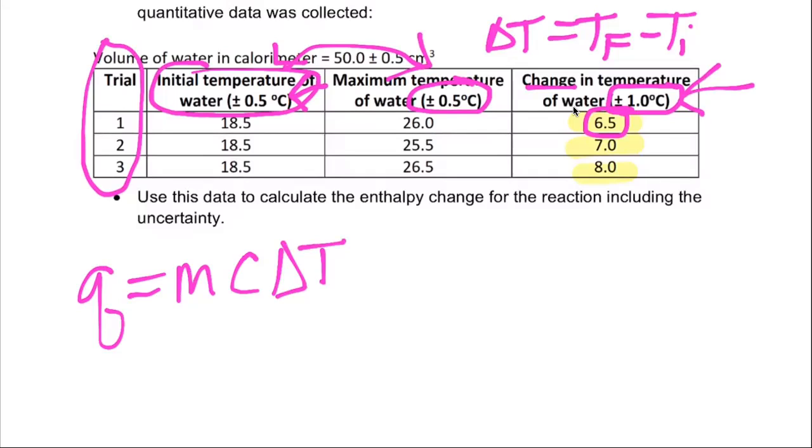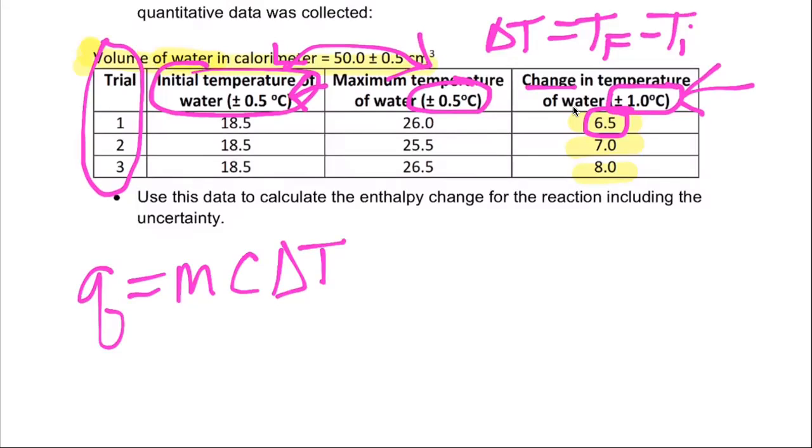C, that's our specific heat. And they say right here we're using water. So we're going to use the specific heat of water that we talked about in our notes. And then up here on top, they give us the volume of water in the calorimeter. So that's important, because if you remember from last week, I told you guys that when they give us the volume of water, we pretend that's the mass, because we know the density of water is 1 gram per cubic centimeter.